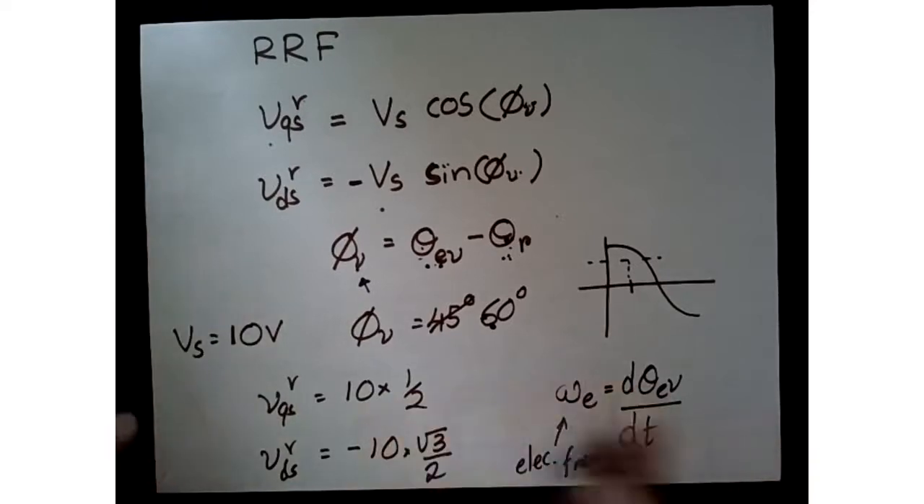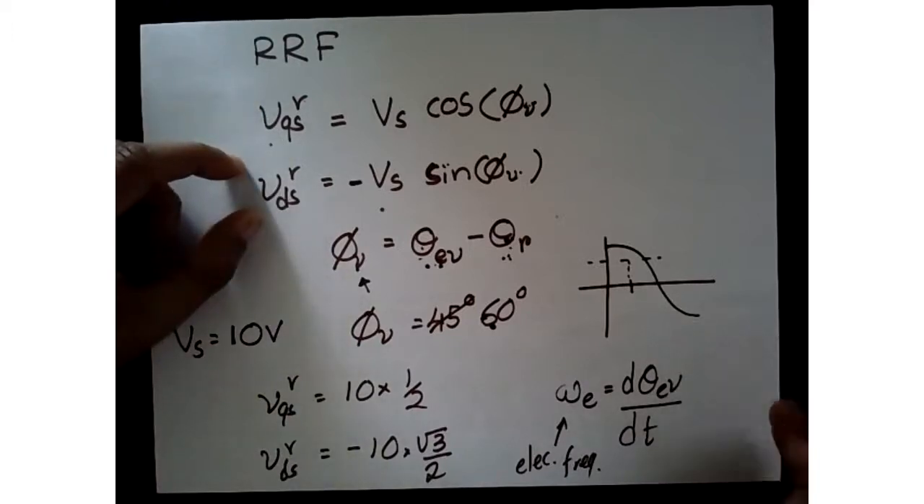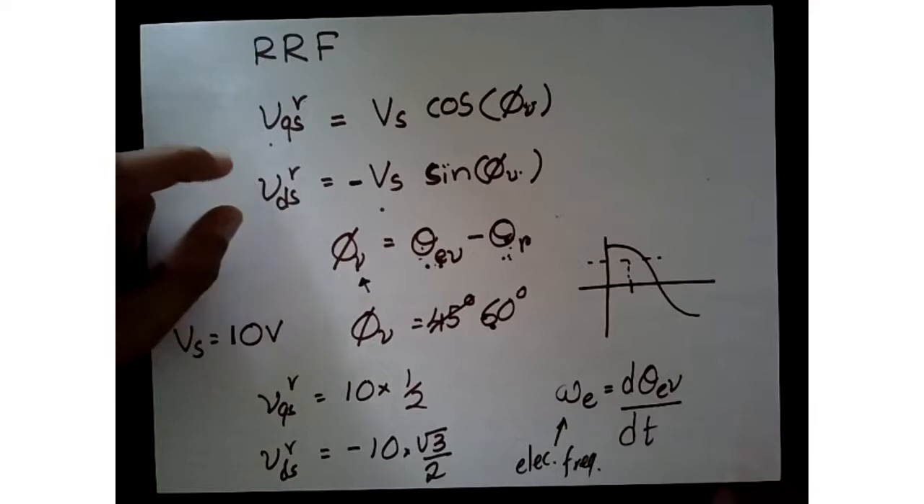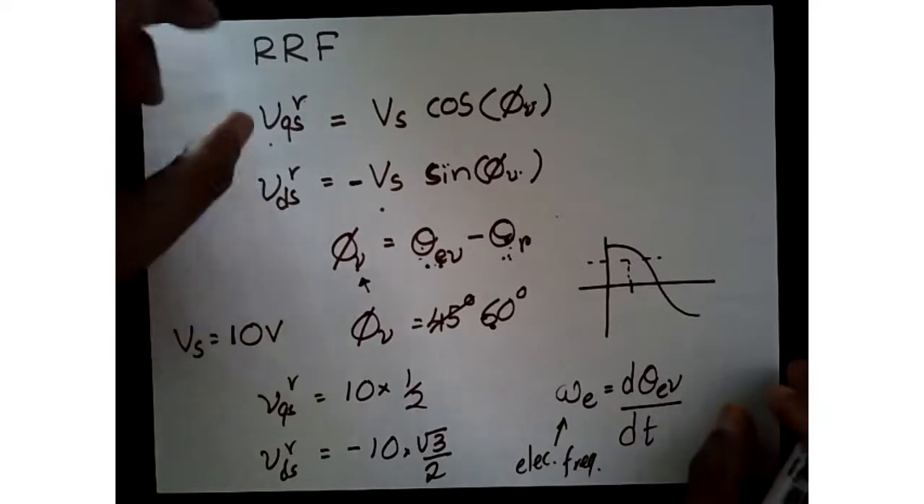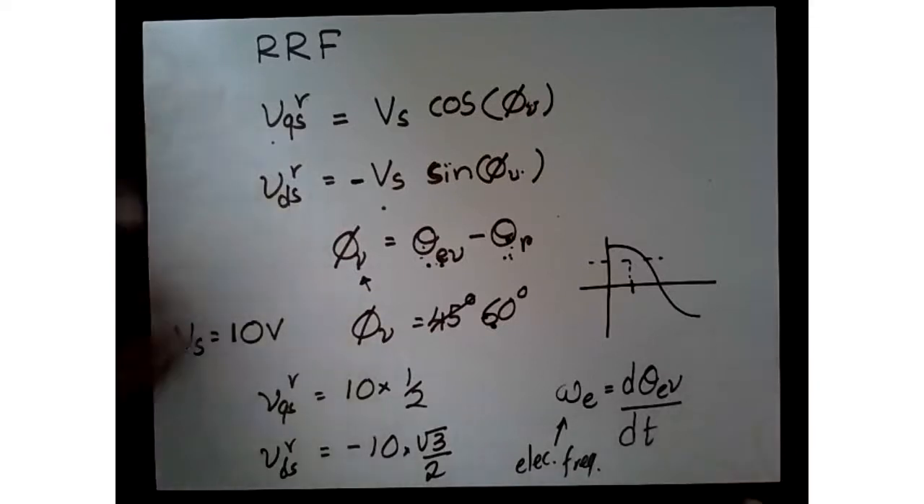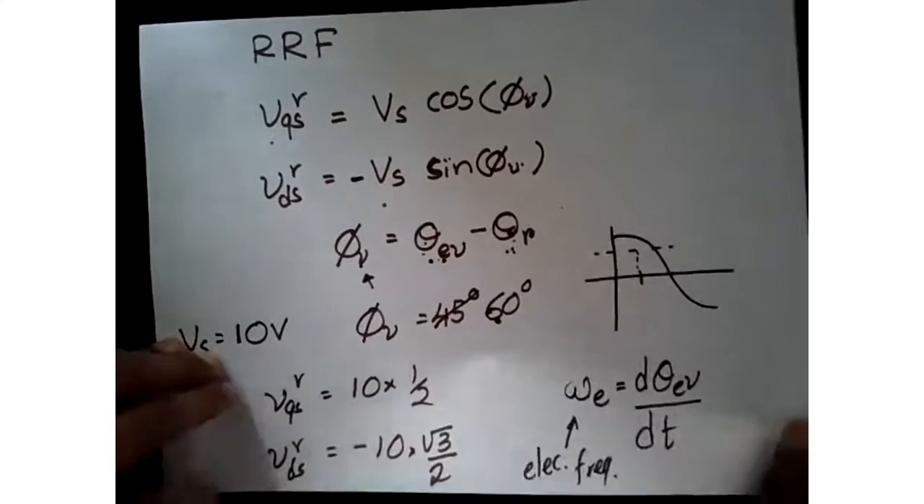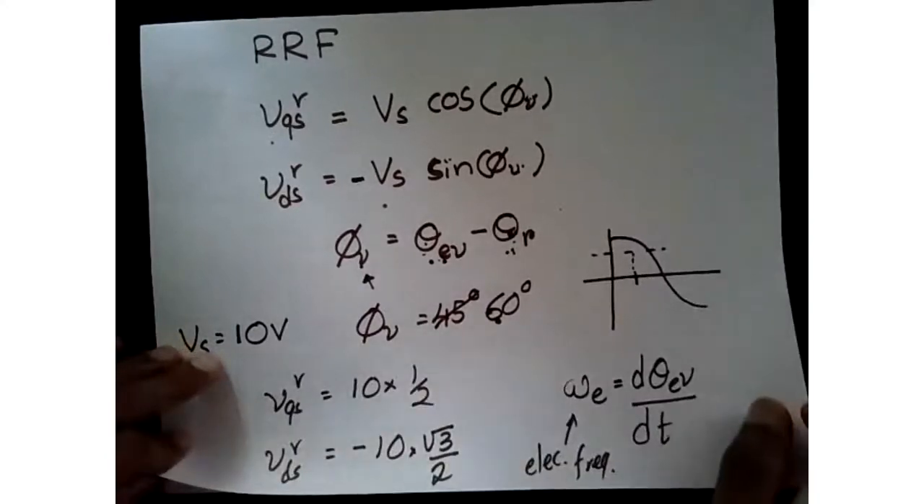All right. Now, if you introduce such an offset, of course, you're going to apply voltage to Q axis as well as D axis. But if you properly align, you can apply all the voltage to Q and no voltage to D. Okay. So you have the ability to control how you apply the voltage to the machine.